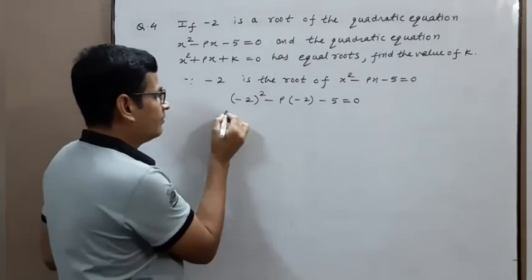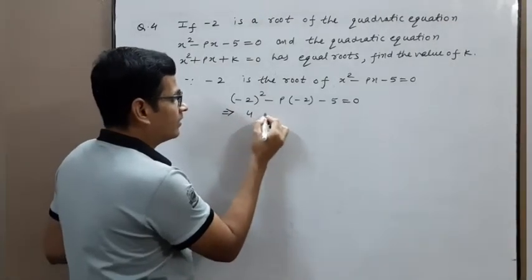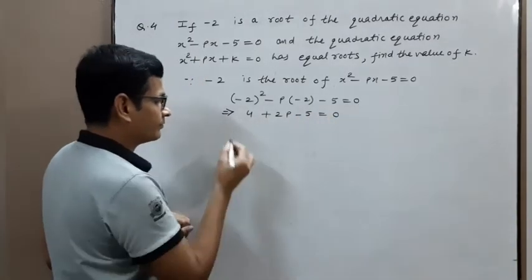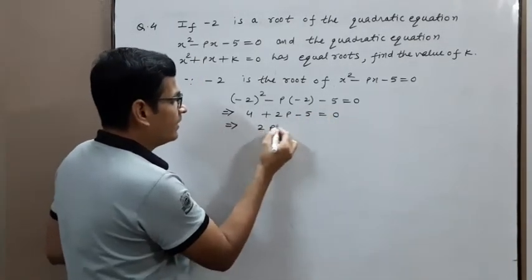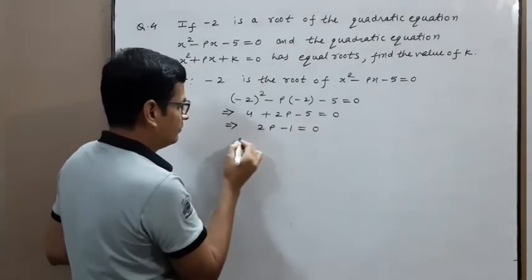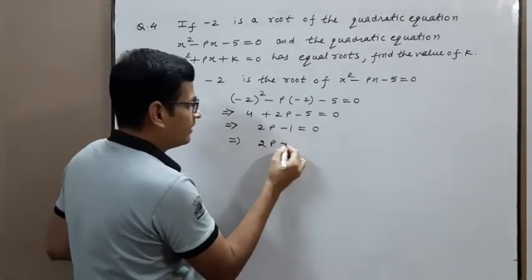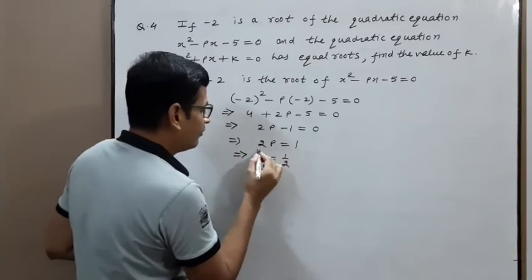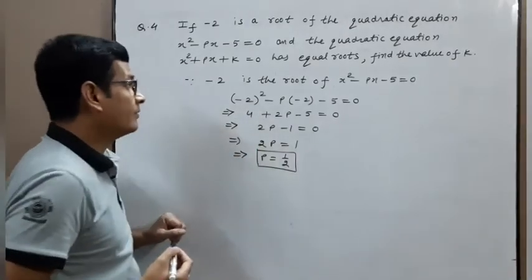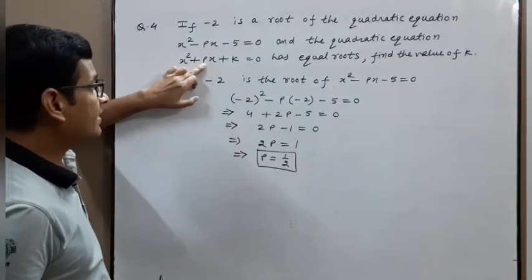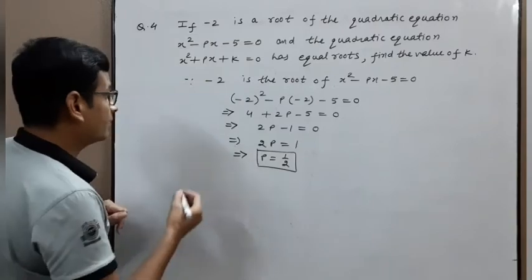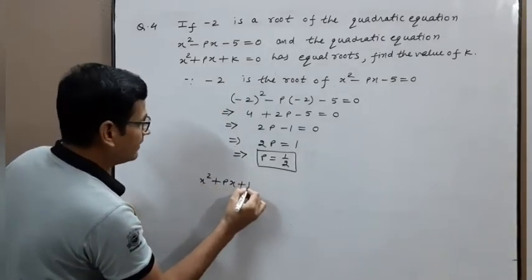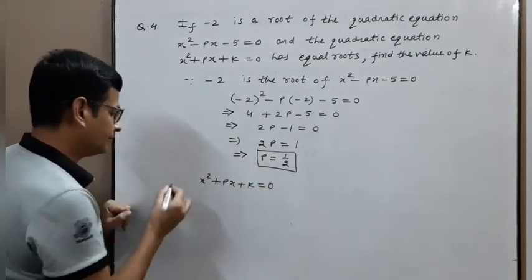Simplify and find the value of p. 4 plus 2p minus 5 equal to 0. So 2p minus 1 equal to 0. So 2p equal to 1 and p equal to 1 by 2. So we get the value of p. Now the other equation has equal roots. So first write x square plus px plus k equal to 0.